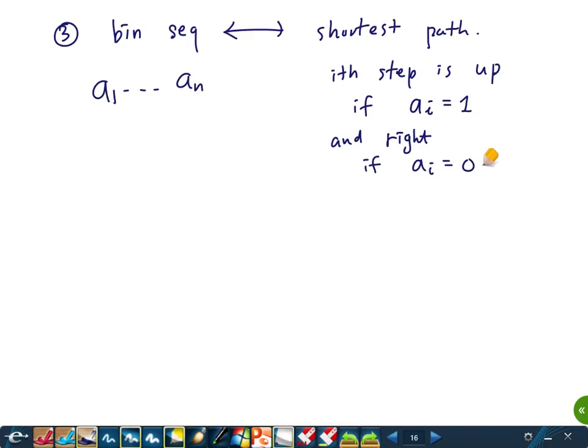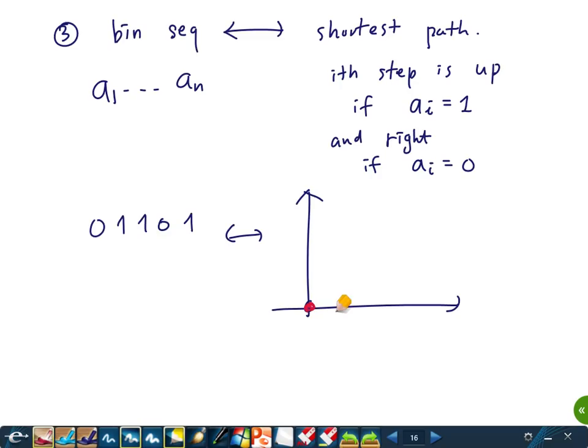It's best if I draw a diagram or an example. So 0, 1, 1, 0, 1. This corresponds to a lattice path like this. So it starts from 0, 0. It goes either this way or this way. Okay? So 0 means we go one step to the right, like this. 1 means we go one step up. 1 means we go up. 0 means to the right, and then up. So this means 0, 1, 1, 0, 1. Okay?